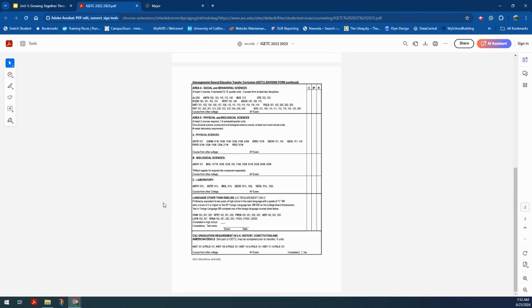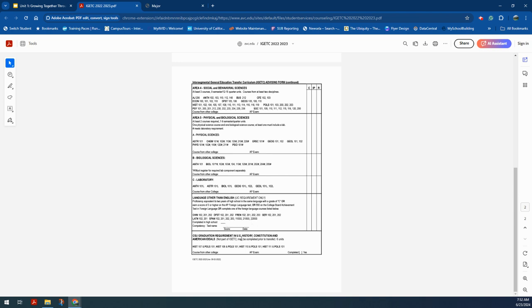Now, the last part I'm going to point to is language other than English. This is a UC requirement only. And if you look here, there's a proficiency equivalent of 2 years in high school in the same language with a grade of C, or earn a score of 3 or higher on the AP foreign language test, or 550 on the College Board Achievement Test in foreign language, or complete one of the foreign language courses listed below. So doing any of those will fulfill the UC requirement, and you're going to see that you've got the different languages listed for the ABC course.